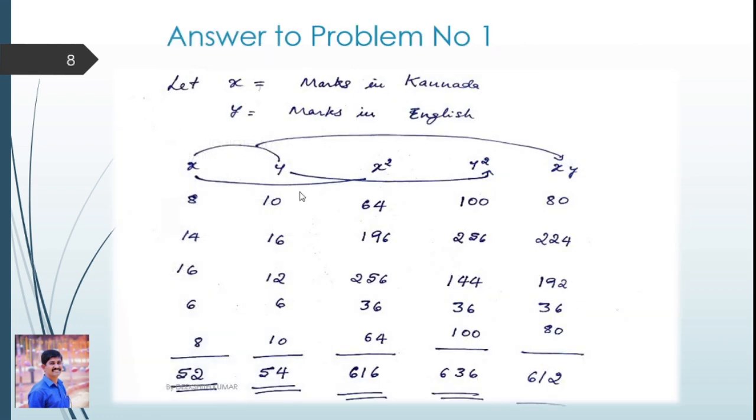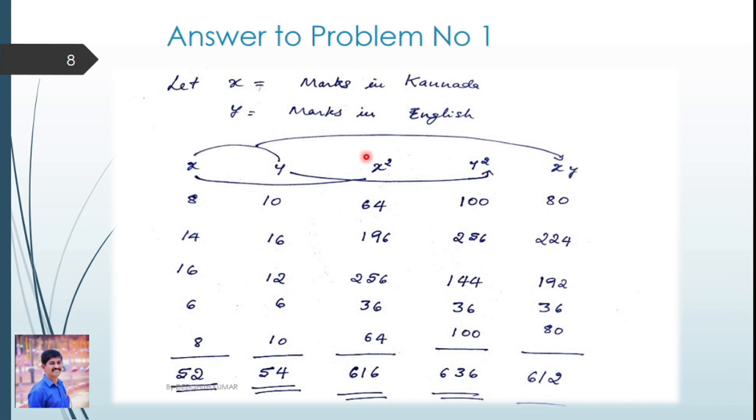From this data, I had taken marks in Kannada as x, marks in English as y. X is 8, 14, 16, 6 and 8. Y is 10, 16, 12, 6, 10.